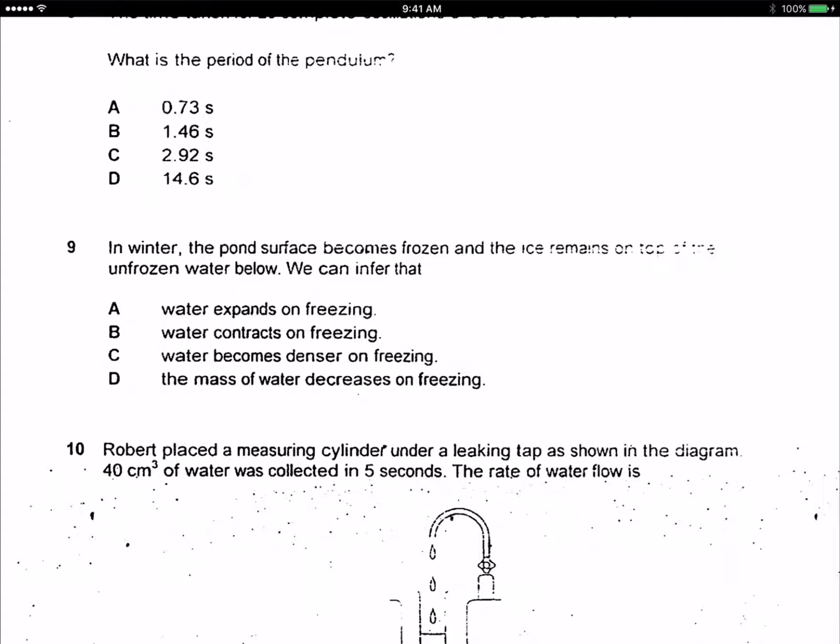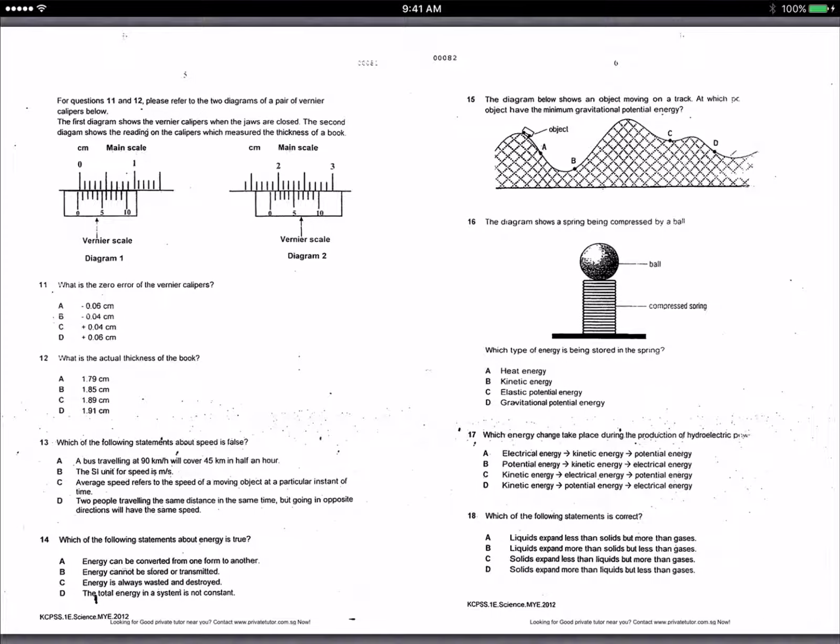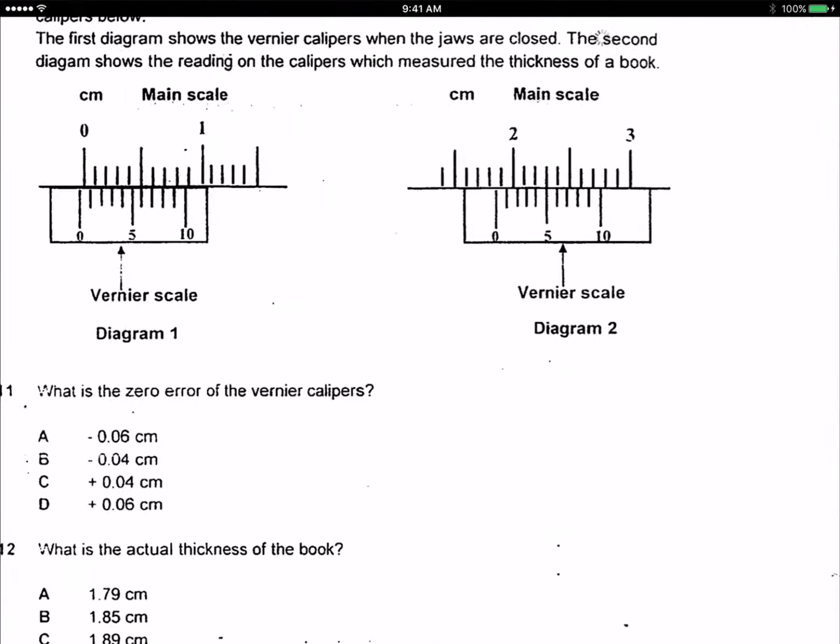It's 9A. Why? Because now when the ice is on top, that means that it's floating. Now for it to float, the density must be high or low? No, low. Lower than water. So the only way for it to be lower than water is the volume increase. Because the formula for density is mass divided by volume. So if volume go up, density will go down. Then it will float. So water is weird. When you freeze it, it expands. Ice will float.